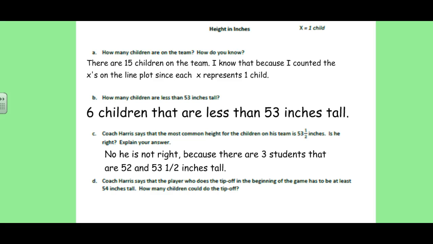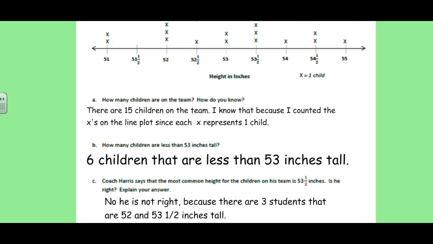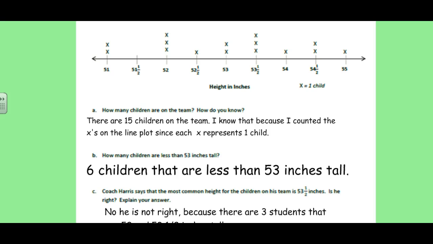Now, question D says, Coach Harris says that the player who does the tip-off in the beginning of the game has to be at least 54 inches tall. How many children could do the tip-off? So that's like a basketball game whenever 2 players are facing each other and one of them is trying to get the ball to their team, and you got to jump up and hit it. So he wants somebody who's pretty tall to be able to do that, and they have to be at least 54 inches. So that means that they have to be 54 inches or taller.